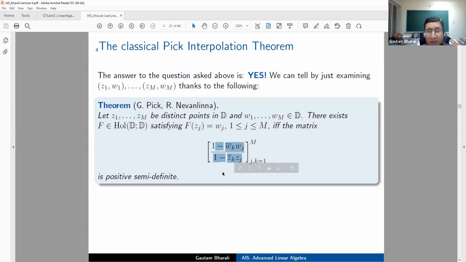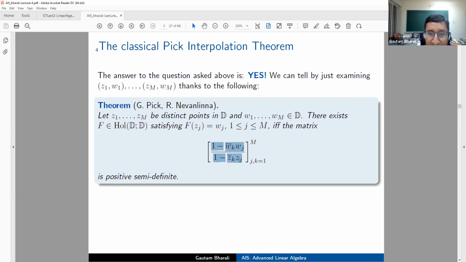So you see, this matrix is given only by the points you have given me. The jk-th entry of this matrix is given by 1 minus wk conjugate times wj, this whole thing divided by 1 minus zk conjugate times zj. This is an if and only if condition, if and only if this matrix is positive semi-definite. So this is the theorem, and this is the theorem that we shall be trying to prove today.